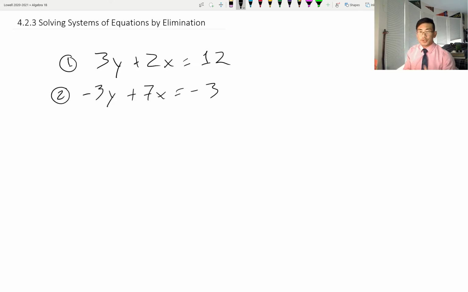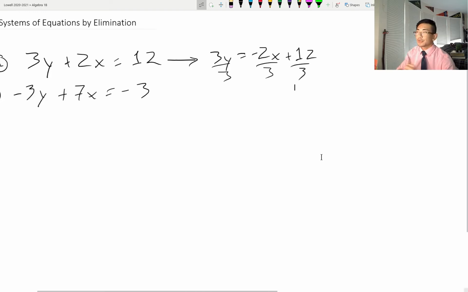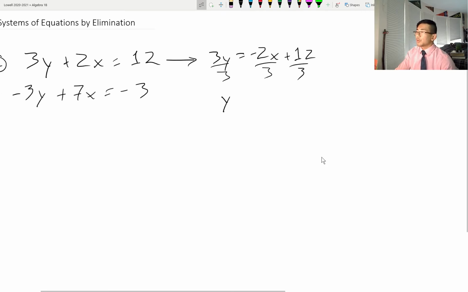You can use the substitution method that we've been doing. The problem is that this system does not lend itself to that very well. Here's what I mean. If I rewrote equation 1 and solved it for y, I would move the 2x to the right side by subtracting it, so I'll have negative 2x plus 12. And when I divide by 3, I have to divide the entire left and right side. So I'll end up with y equals negative 2/3 x plus 4.